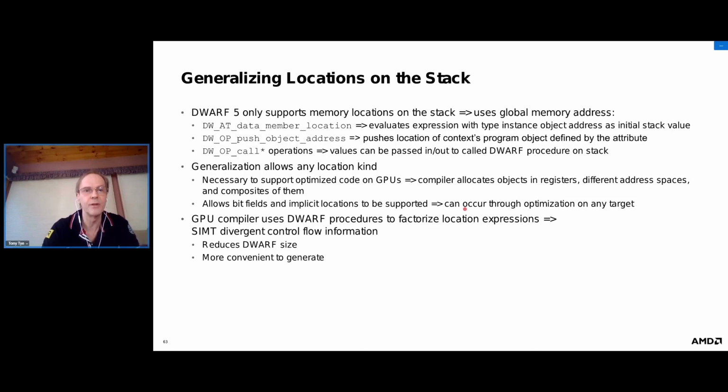Other benefits we have, once we have locations generalized on the stack: there are other places where DWARF says the expression is evaluated starting from a value that's on the stack, or it has this push object address, which uses a context, which is the object address. And currently, we can only think about those as memory addresses. Since locations can now be on the stack, we can now think about these things with things in registers or in composites, which is really helpful for GPUs because the compiler tends to put things in memory and registers and composites them a lot.